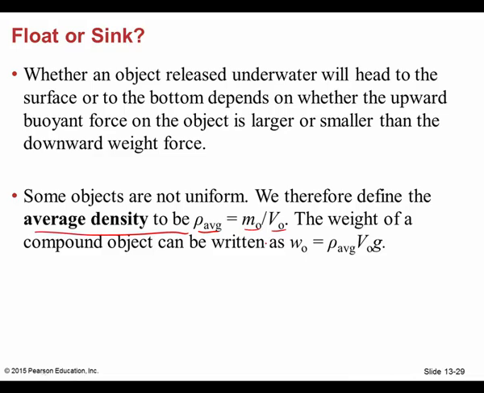Okay? Now, the weight of a compound object can be written this way. This is a very useful equation. The weight of an object, the initial weight, can be found by the average density times the initial volume times the acceleration of gravity, okay? So you might want to write that down, the weight of a compound object, okay?